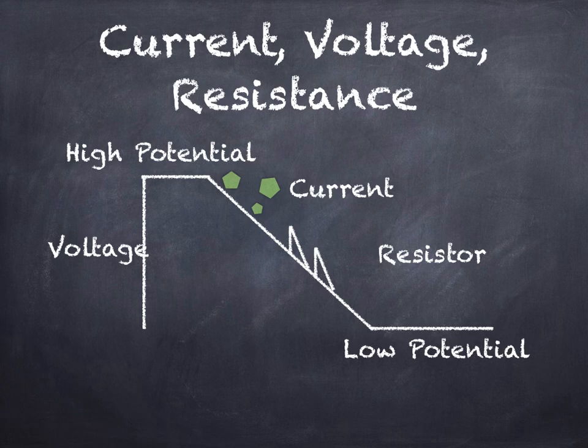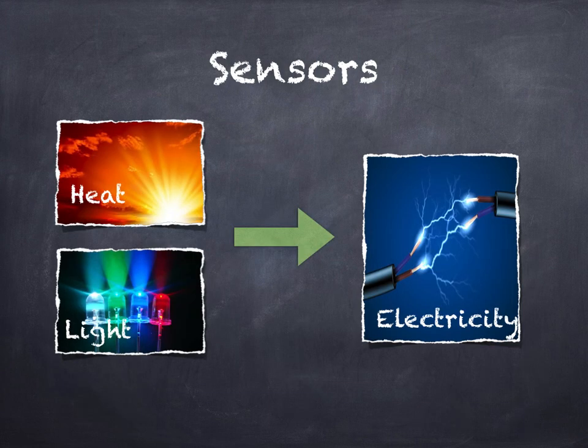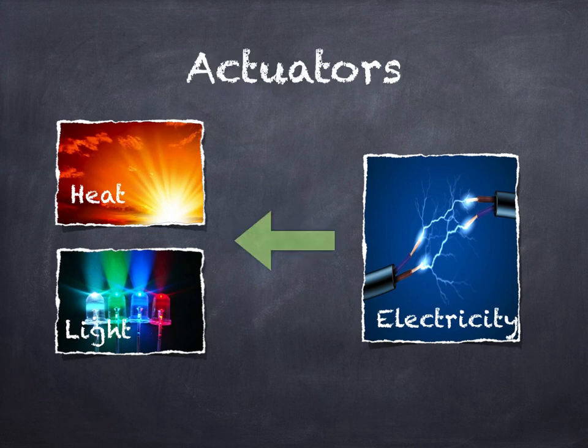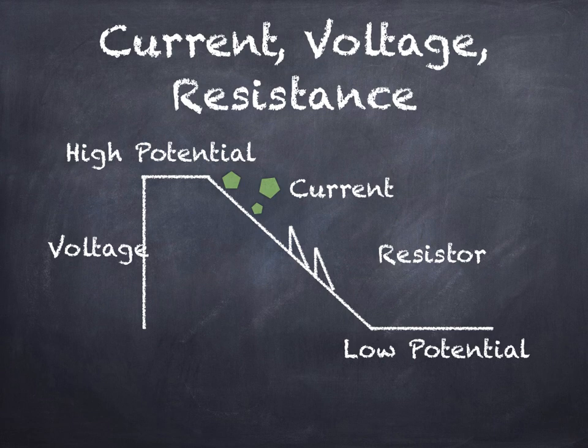So in this lecture, we talked about energy, and how there are different kinds of energy. Examples are heat, light, and electricity. We also talked about sensors, where energy flows this way, and if the energy is flowing the other way, we call them actuators. We also talked about an analogy for current, voltage, and resistance, and we talked about the real thing too.